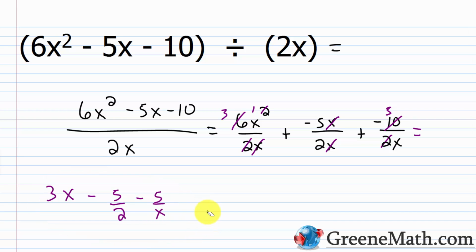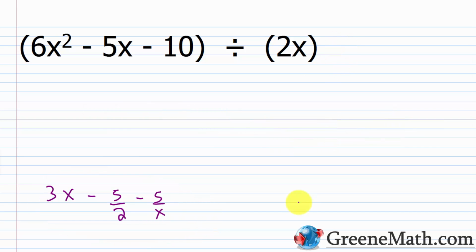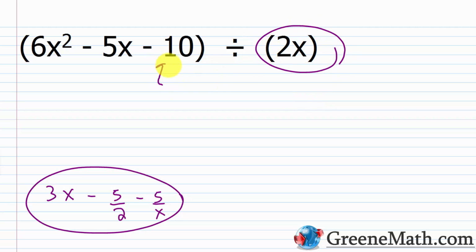Now, if you wanted to check this, we know that when we do division, something like 6 divided by 3 equals 2, we can go backwards and we can check. So I can do 2 times 3 equals 6, right? That's how I check my answer. I can do the same thing here. If 6x squared minus 5x minus 10 divided by 2x gives me 3x minus 5 halves minus 5 over x, well, then I should be able to multiply this by this to get this, okay? Let's check and see if that's true.